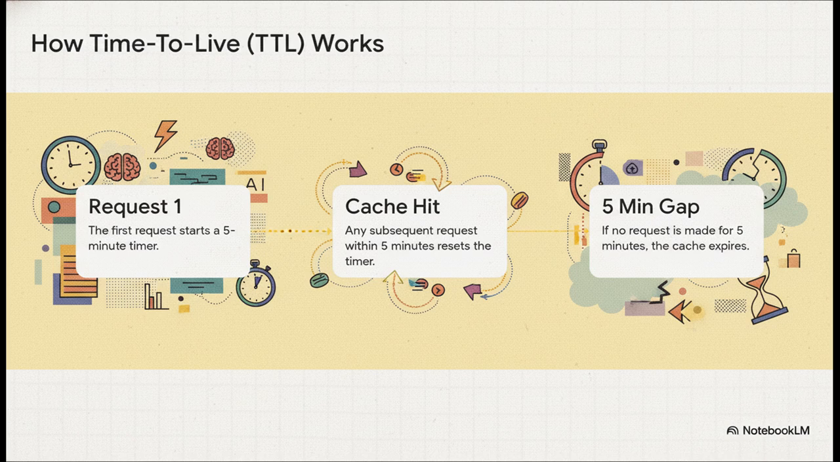So the first request starts a 5-minute clock. Every time you get a cache hit within that window, boom, the clock resets. But if there's a 5-minute gap between requests, poof, the cache just evaporates.